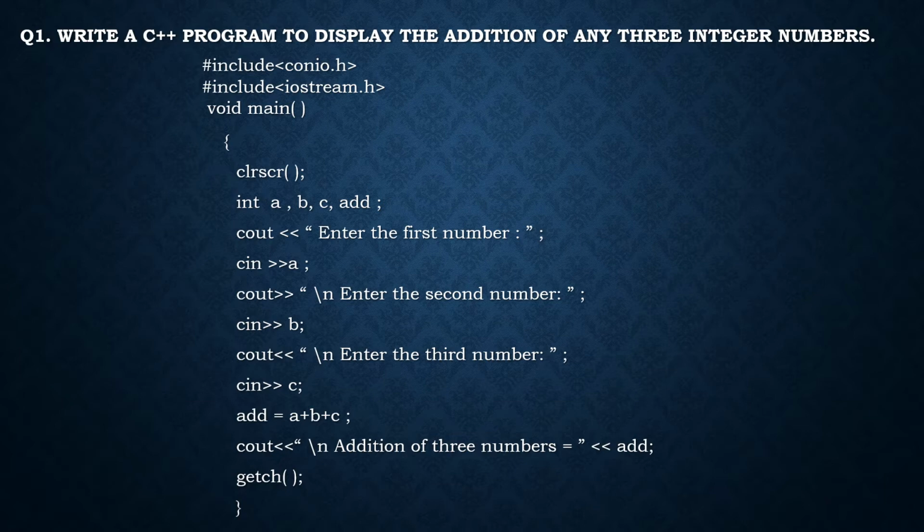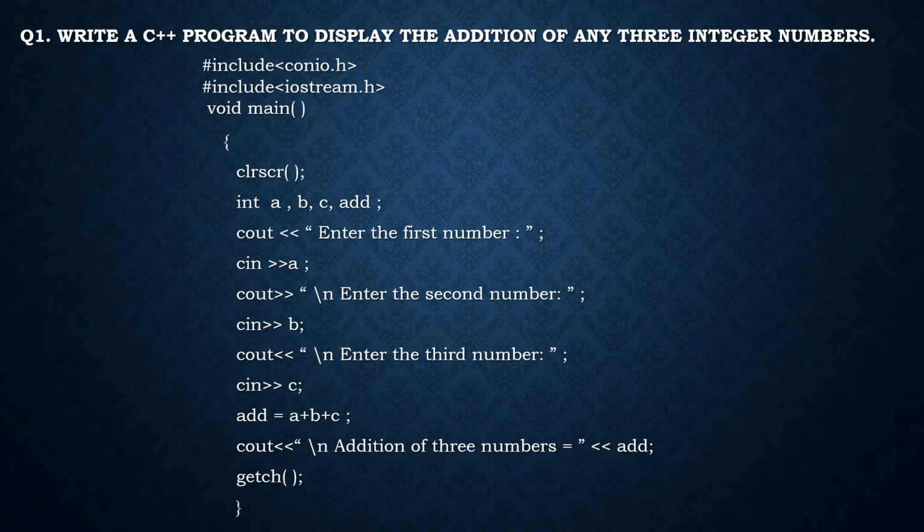You can compare the steps also. First step is include conio.h. Next step, #include iostream.h. Then void main function start, bracket start, clrscr for clearing the screen. Then int a, b, c and add.